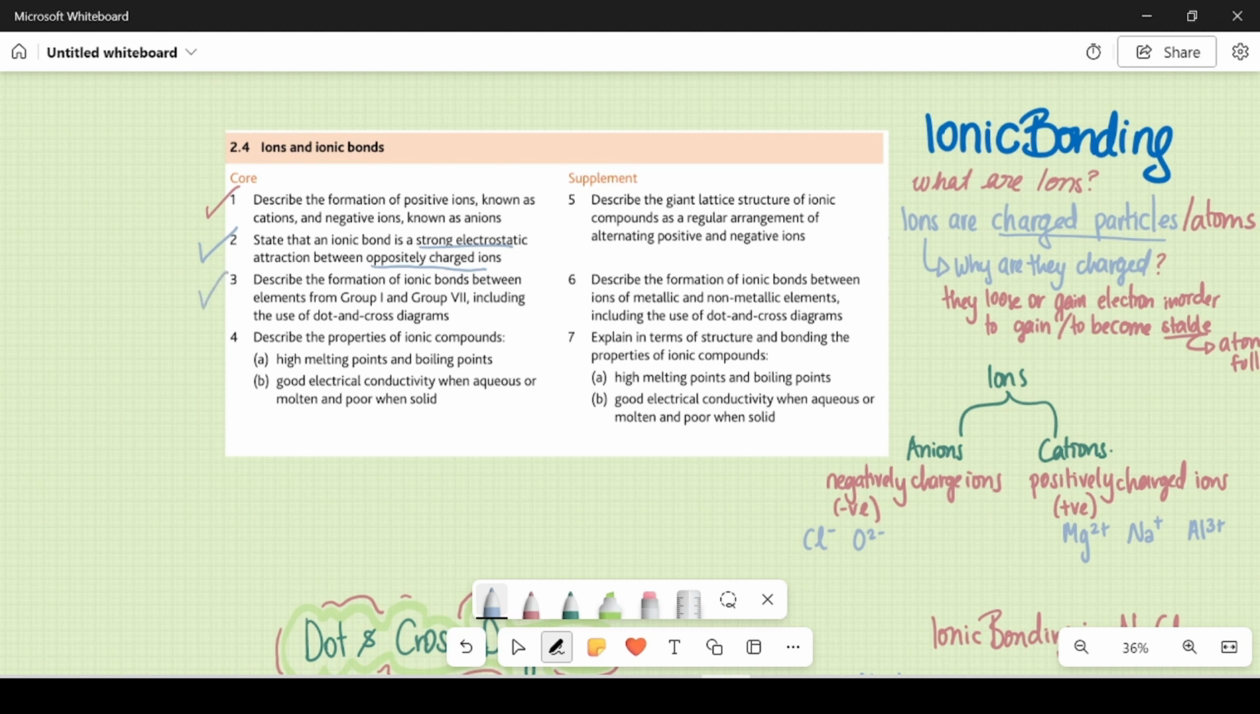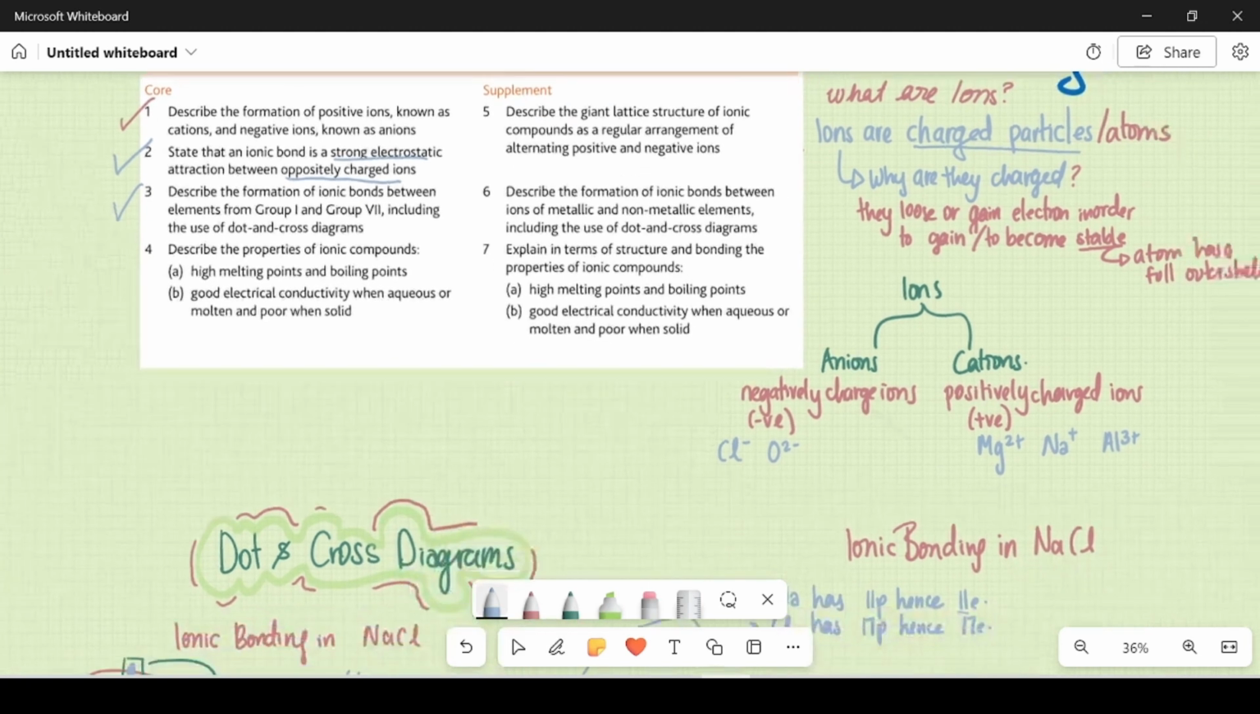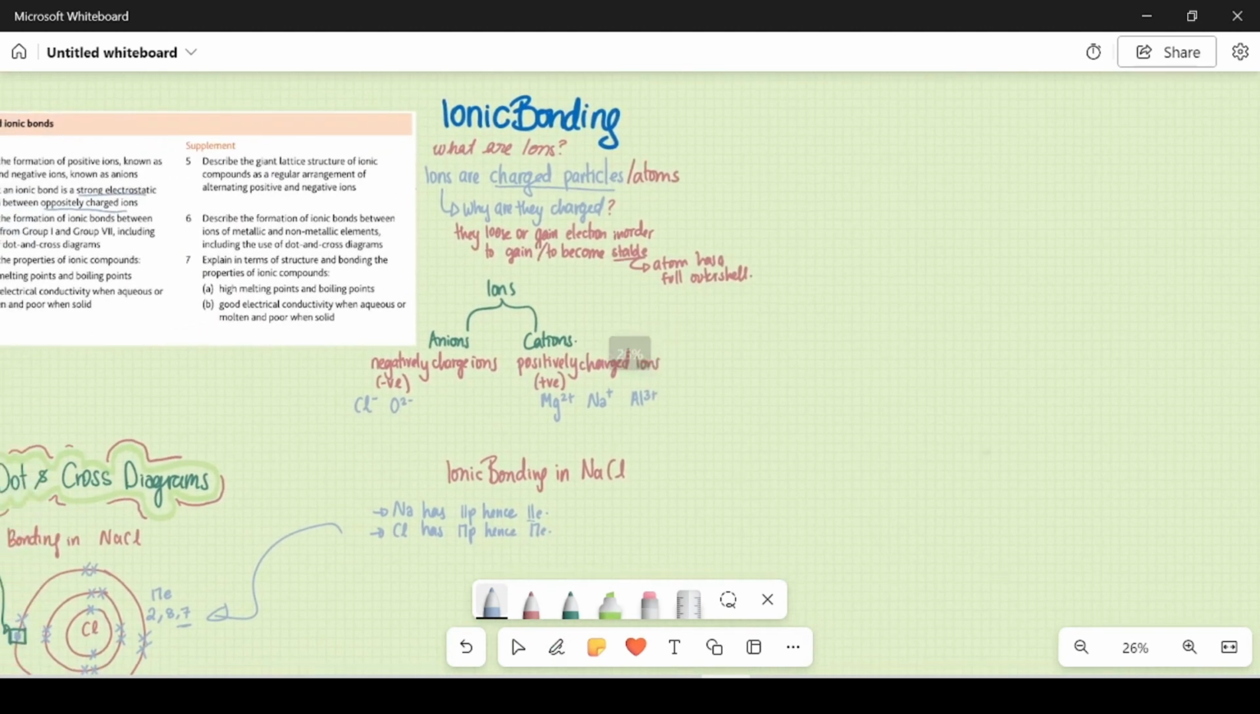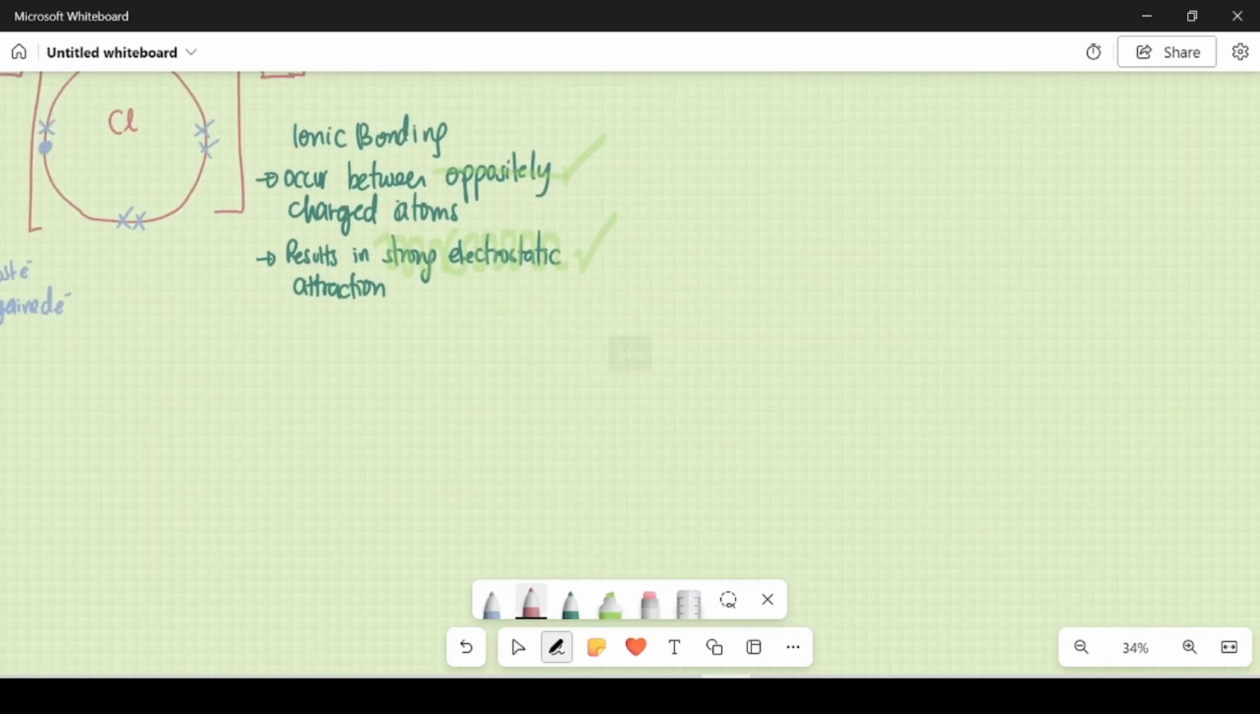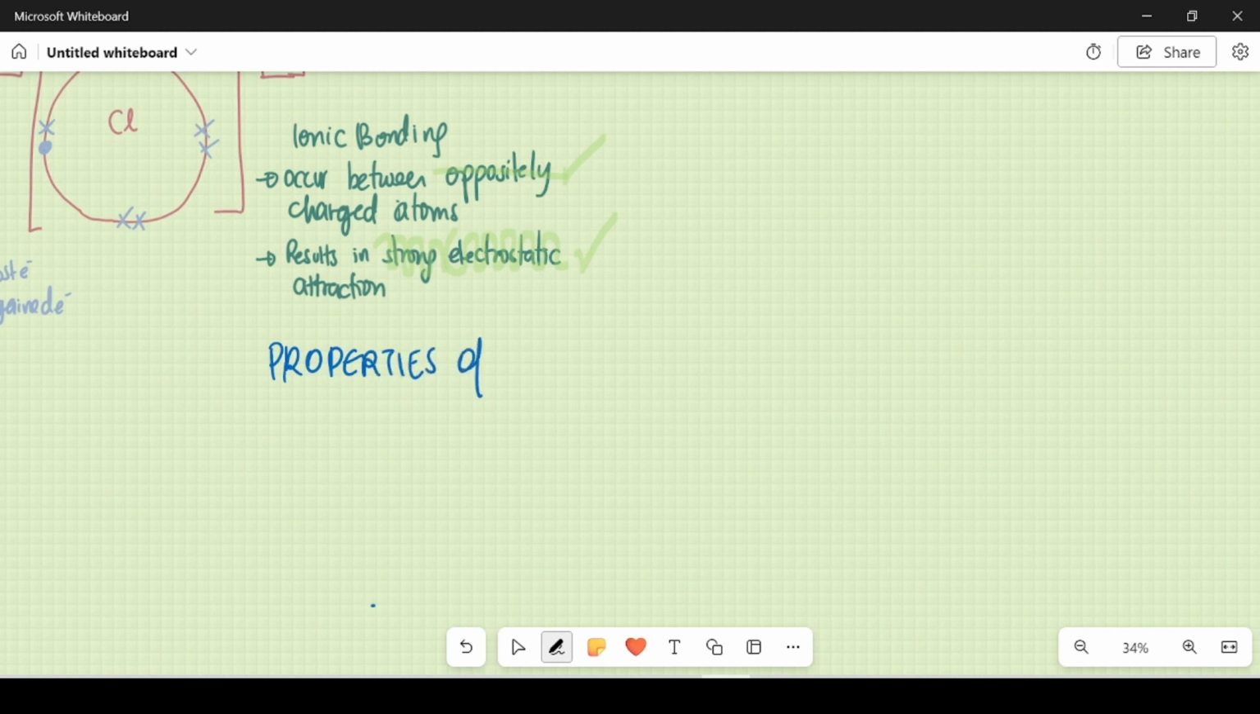And now let's talk about the different properties that these ions exhibit because they have this strong electrostatic attraction. Let me use a different color, we're going for blue. Properties of ionically bonded particles. Oh my god, do I just forget spelling? Bonded particles.